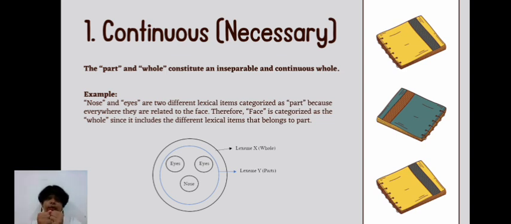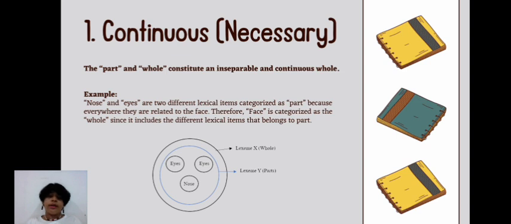For example, eyes and nose are meronyms that belong to a face, which is categorized as the whole because it includes different lexical items, that in this case are eyes and nose. We could see it in a better way in the diagram.